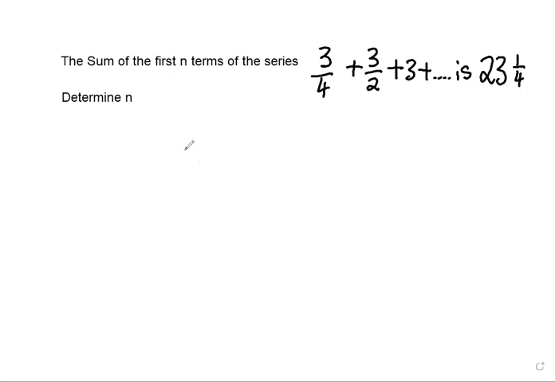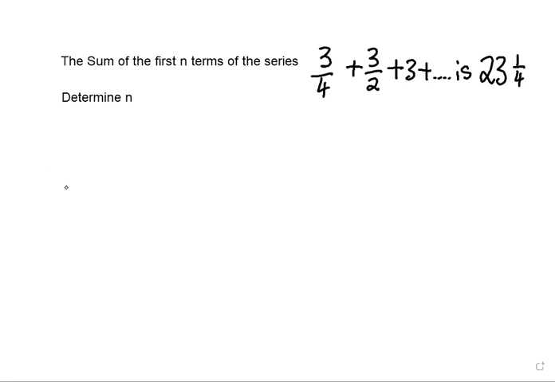Now on this session, we'll be basically dealing with sequences and series. On the question that we are given here, they're saying the sum of the first n terms, or the number of terms, of the series 3 over 4 plus 3 over 2 plus 3 is 23 and 1 over 4. And then the question says determine n. So we all know that n represents the number of terms.